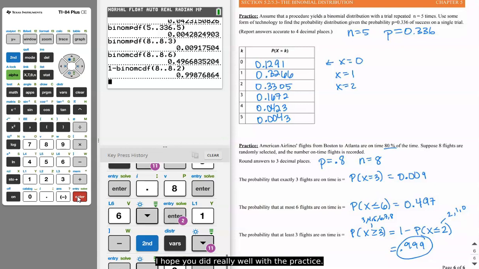All right, so I hope you did really well with the practice. Remember, you can always go back and review, rewind, to see how I entered something on the calculator.